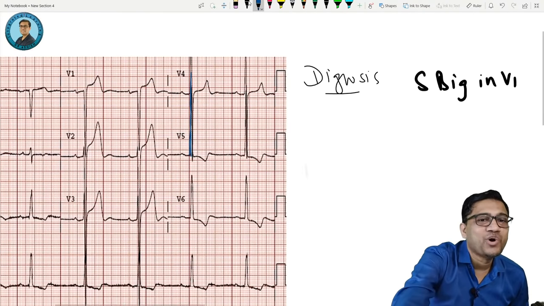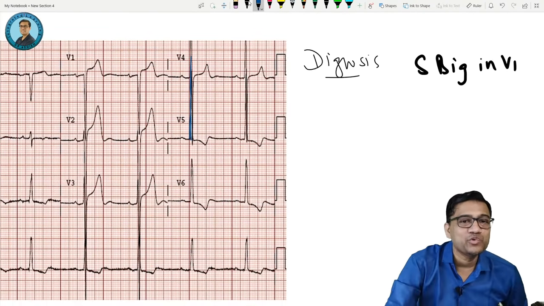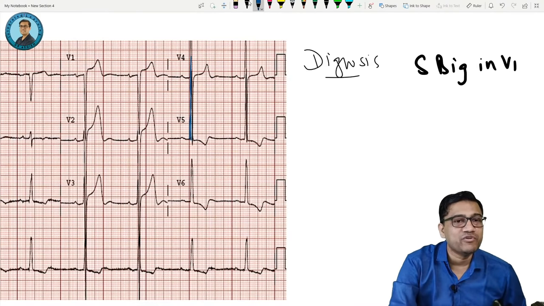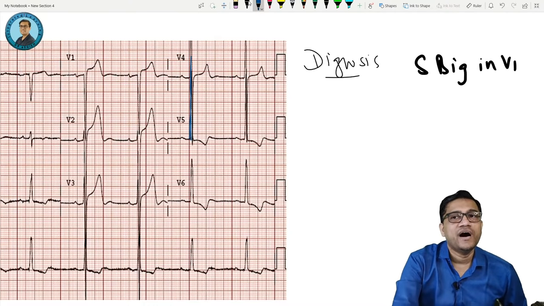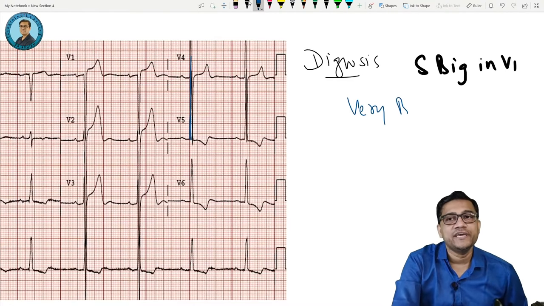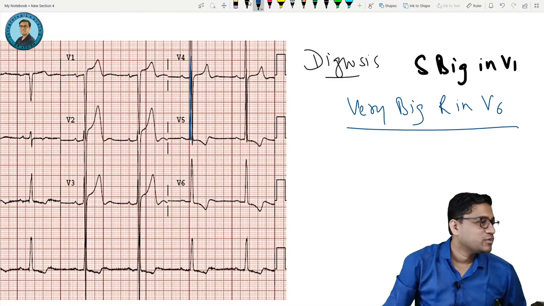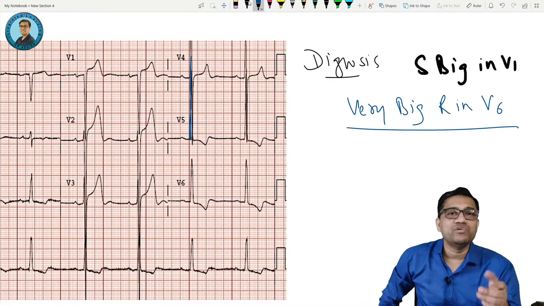I can't even show how big it is, okay? It is so huge, it is going to the mountain. See, even V4 is very big, okay? So it's very, very huge. Which one? The R. And very big R in V6, okay? Very big. You can't even count them, yes or no?